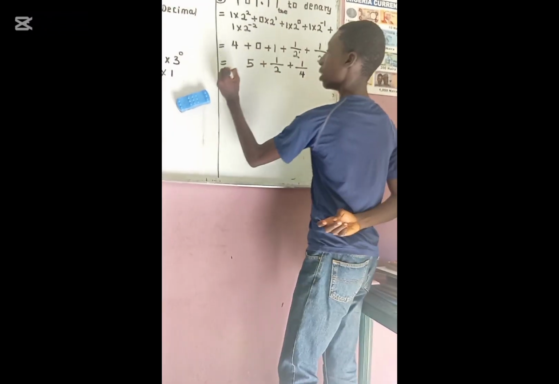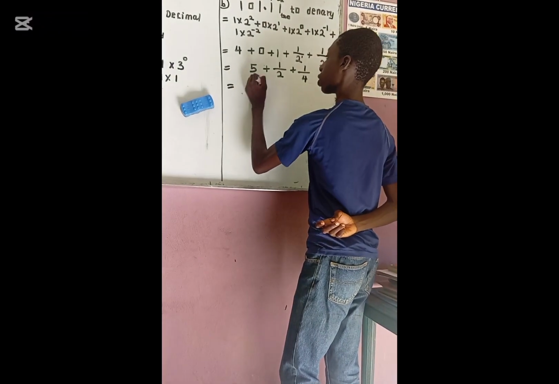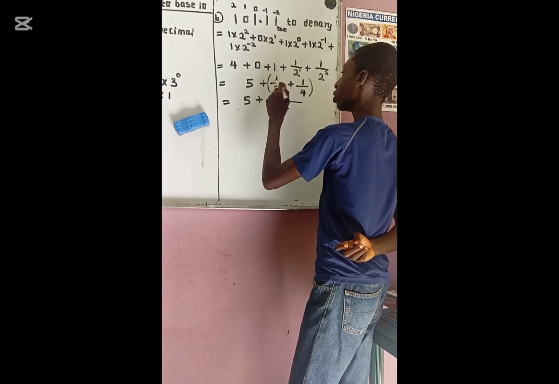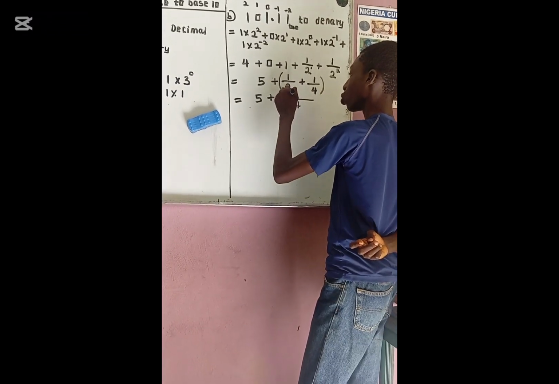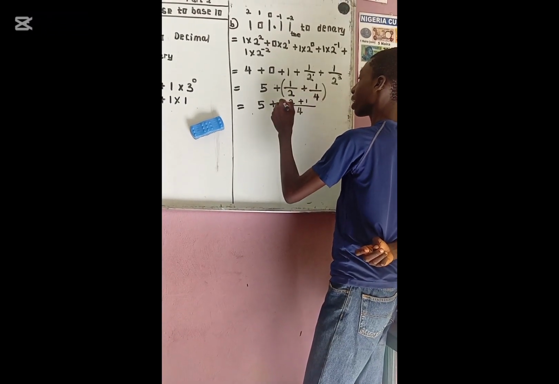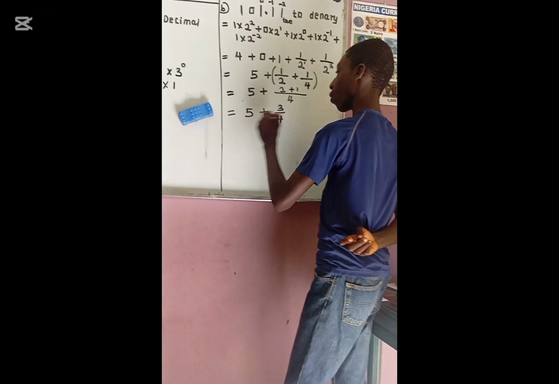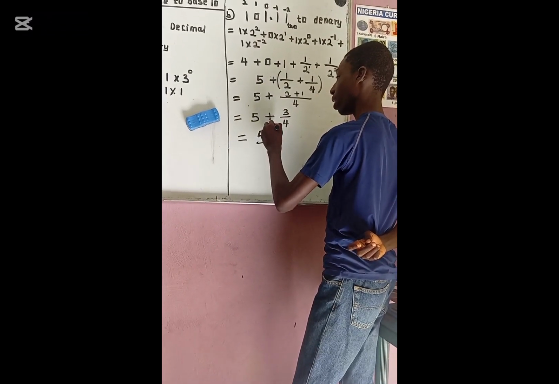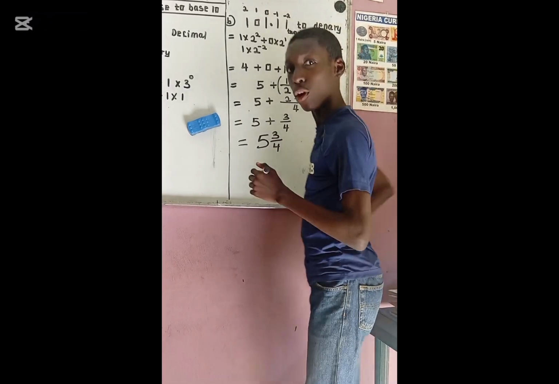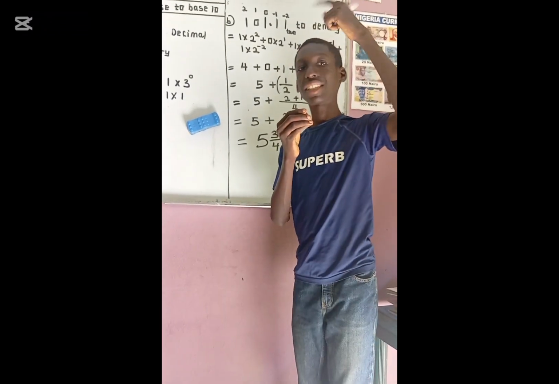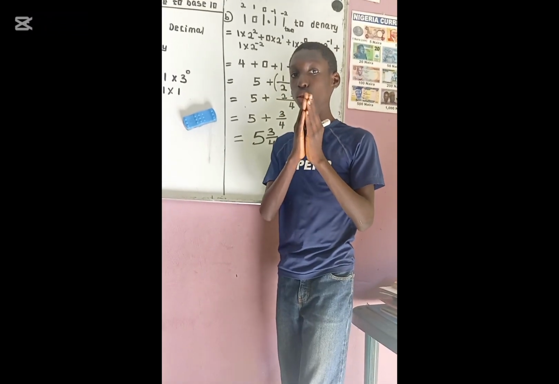Do you get that? Then we have 5 plus, now solving these fractions, the LCM is 4. 2 in 4 is 2, 4 in 4 is 1, so that is going to be equal to 5 plus 3 over 4, and that is equal to 5 and 3 over 4. I hope you have learned something. These are common ways students usually fail, especially with the power 0. Anything raised to power 0 is equal to 1.